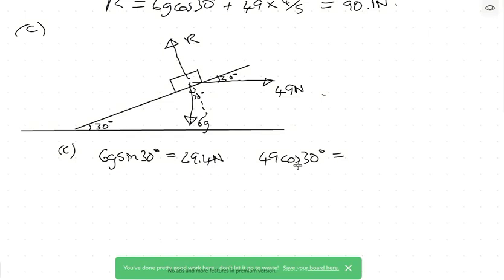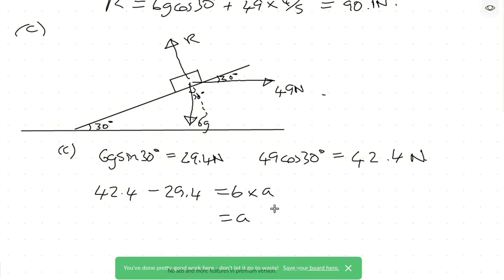I reckon it's probably going to go up. I think it might have even said that in the question. It's 42.4, but I can see it must be going up because that force is stronger than this force. So how am I going to find the acceleration? I'm going to do stronger force minus weaker force equals mass times the acceleration. And now I can find the acceleration by just doing that, minus 29.4 divided by 6. Okay, I'm getting an acceleration of 2.17 meters per second squared.